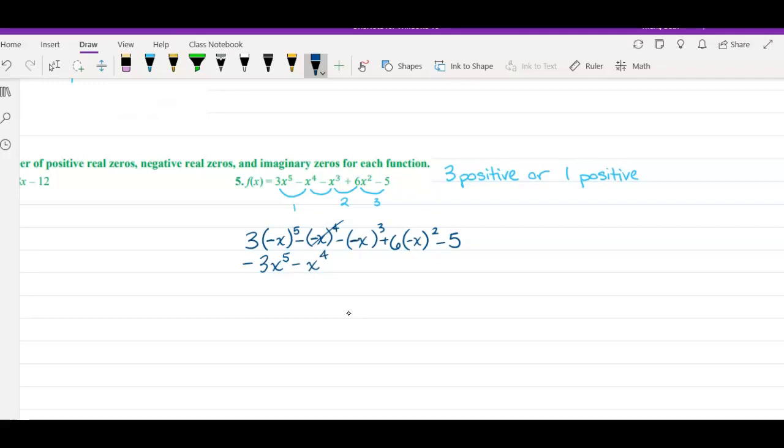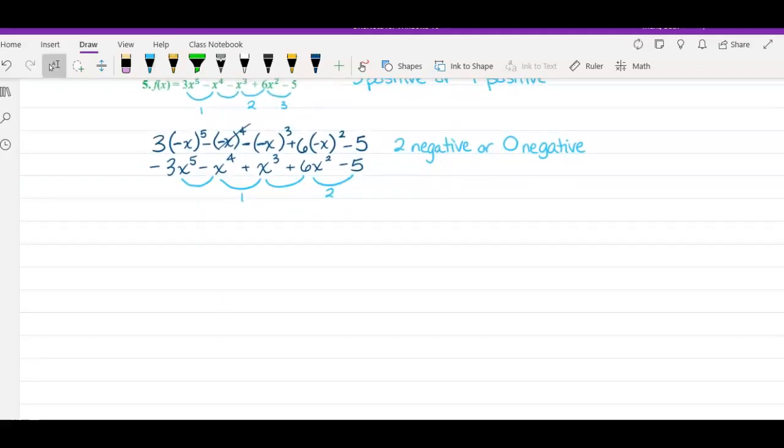Negative raised to an odd power is negative. There's a negative out front, so it becomes positive x cubed. Negative x squared becomes positive. And finally, negative 5 is a constant. So looking at my sign changes now, no change, 1 change, no change, another change. So I could have 2 negative or 0 negative. Because remember, you can subtract 2 until you get back down to 0.